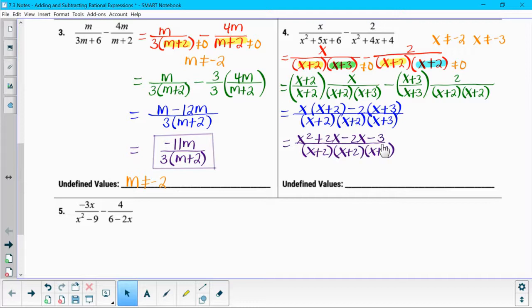And then we start to simplify. I can see that plus 2x and minus 2x are going to cancel each other out, leaving me with my final answer of x squared minus 3. And remember, I can only factor this if this was a perfect square, but since it's just a 3, we leave it alone. My two undefined values are negative 2 and negative 3.